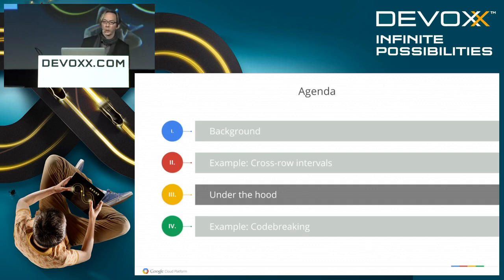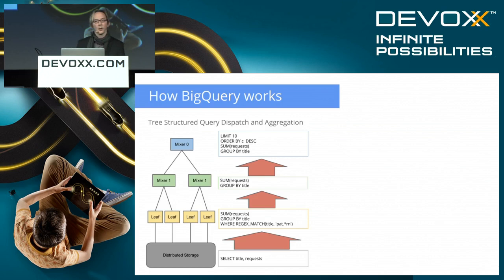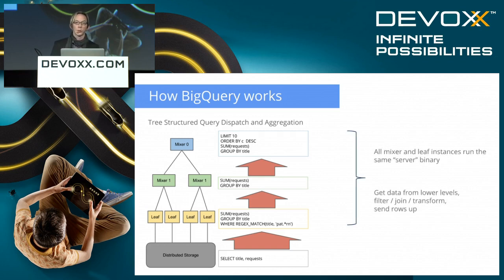So let's take a look at how it's implemented. We'll peek under the hood a bit. If you remember the slide that Felipe showed you of the query execution tree, one thing that I'd like to point out here is that all of these colored boxes, the leaf nodes and the mixer nodes, are all doing effectively a similar job. They're taking data from the level below it, whether that's persistent storage or a query further down. They're applying whatever transformations need to be made on it, and then they're sending the results up. So they're all actually running exactly the same binary. They're just doing different levels of granularity in terms of the filtering, joining, and transformations.